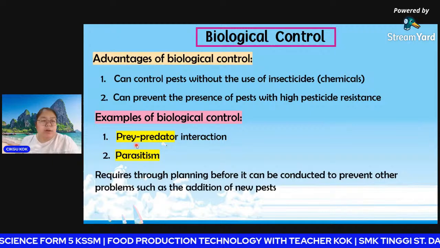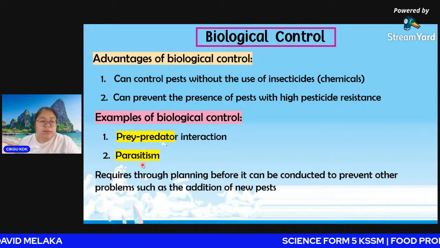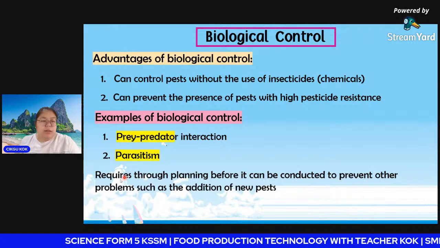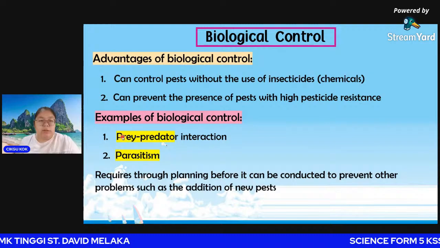First one is prey-predator interaction. Another one is parasitism, about the parasites. Now it requires planning before it can be conducted, to prevent other problems such as the addition of new pests. Okay, let's see the diagram. What is a prey-predator? Another one should be parasitism.